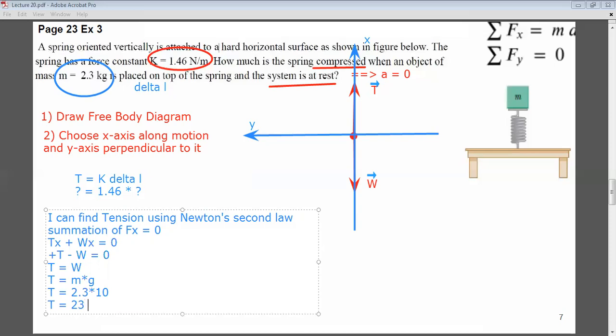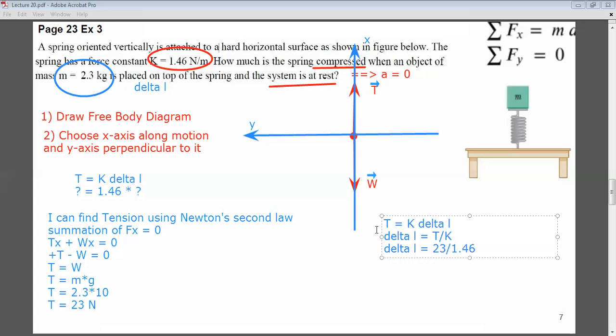Okay. Now we go back to the original question. T equals K delta L. So delta L is equal to T over K. Delta L is equal to T, 23, divided by K, which is 1.46. Delta L is equal to 15.75.